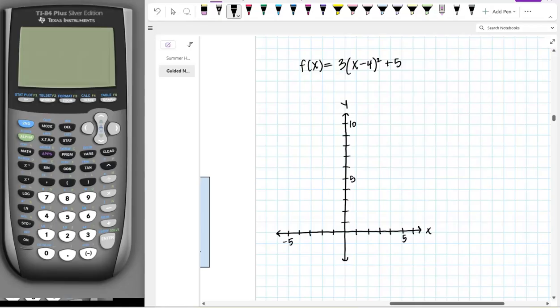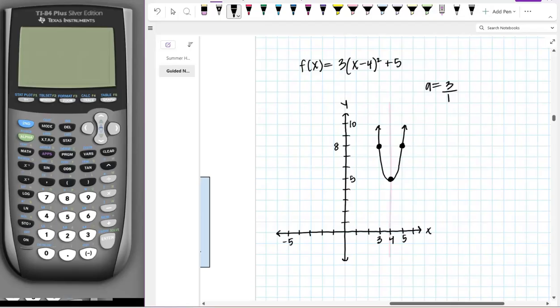Alright, I got my coordinate plane set up. I know that my vertex is at 4, 5, so I'm going to go ahead and plot that point, 4, 5. My a value is 3, so with an a value of 3, I know that's the same as 3 over 1. I can go up 3, right 1 to get to the first point. And then I can also reflect that. If you want, you can go ahead and draw your axis of symmetry through your vertex so that you can easily see where it reflects to. The point is going to be 3, 8. And there's what my parabola will look like.